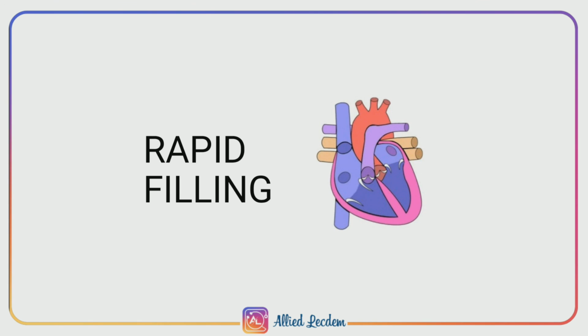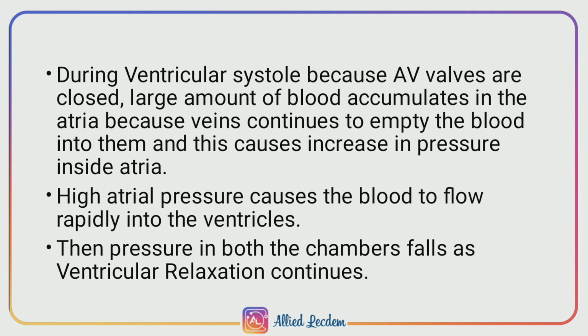Rapid filling. During ventricular systole, that is the contraction period of the ventricle, because the AV valves, that is the mitral and the tricuspid valves, are closed, a large amount of blood accumulates in the atria. The veins continue to empty blood into them, that is, the SVC and the IVC empty blood into the right atrium and the pulmonary veins empty blood into the left atrium. This causes an increase in pressure inside the atria. High atrial pressure causes the blood to flow rapidly into the ventricles.